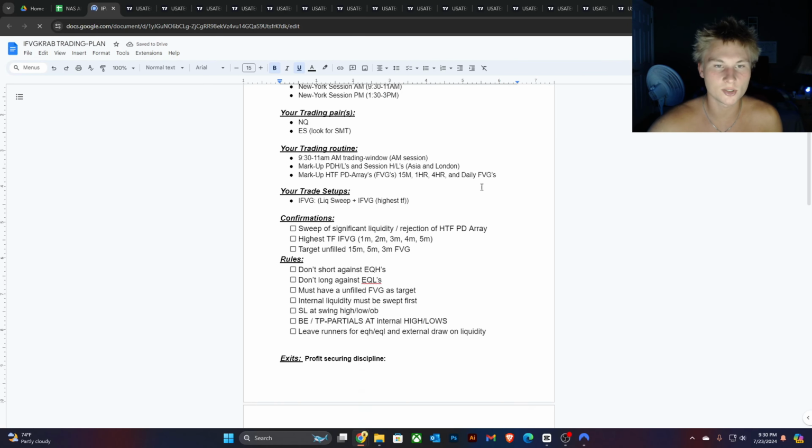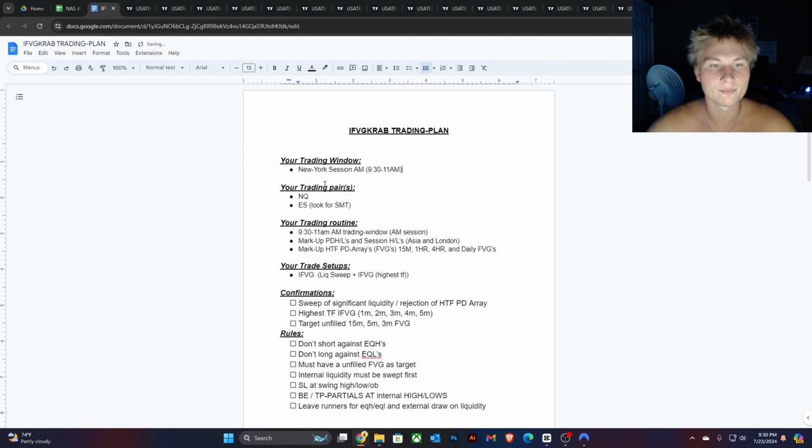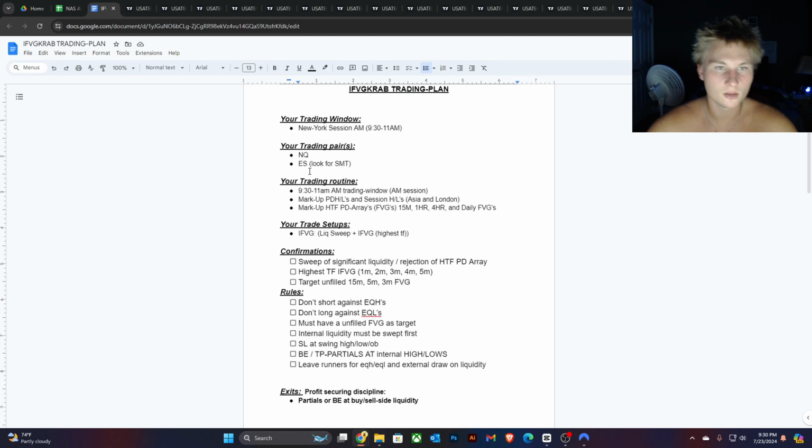I forgot to mention this before, but pretty much trading time. Actually, I'm gonna get rid of the PM because I don't even like trading PM. But yeah, right here, my trading window, 9:30 a.m. to 11 a.m. High probability time, high volume time, and trading pairs only Nasdaq.